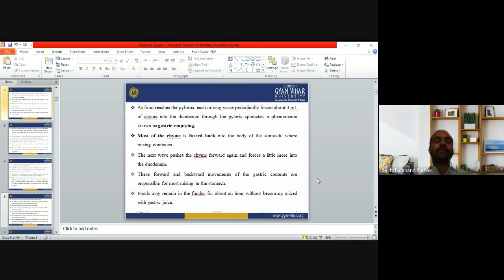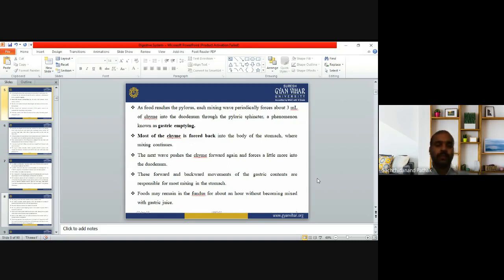Most of the chyme is forced back into the body of the stomach where mixing continues, because you can understand that when the food is going to pass from the stomach to the intestine, it will go to the duodenum through the pyloric sphincter. Now the sphincter is closed, so the food is again going back into the body of the stomach, where the mixing and the churning are happening.